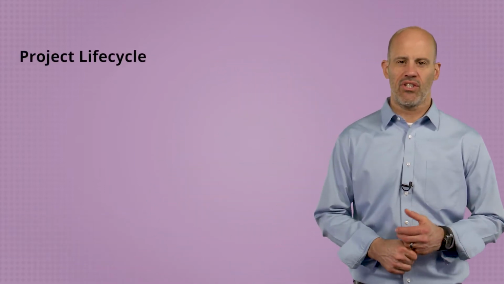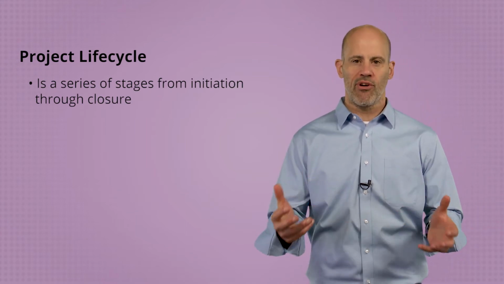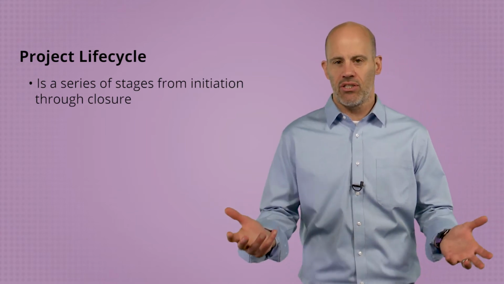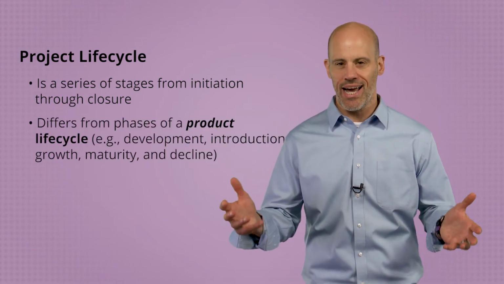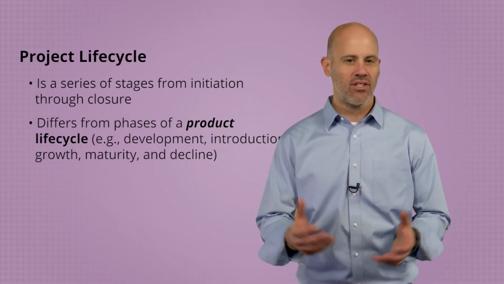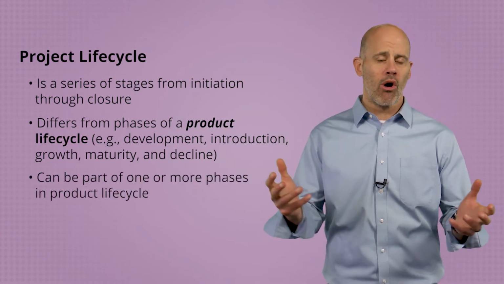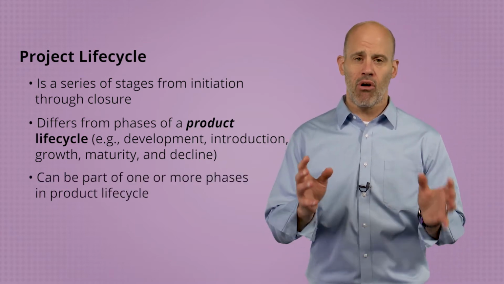In this segment, I'll describe different characteristics of IT life cycles and methods used to create and deliver software products and services. Now, a project life cycle is a series of stages that a work effort passes through from the point of initiation through closure. This is different than a product life cycle, which usually has 5 stages.